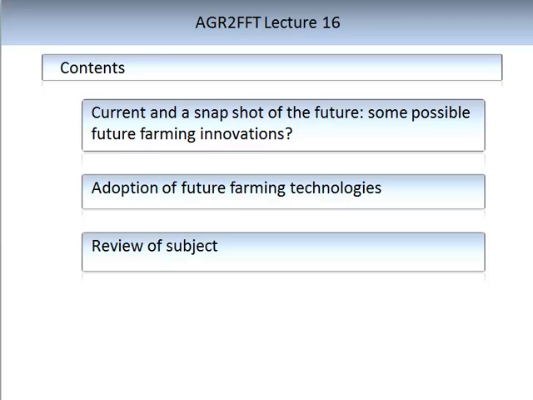In this lecture we are going to start by looking at a snapshot of current technologies. We are also going to have a look at some possible future technologies. What will farming look like in the future? This is not meant to be a comprehensive review of future farming innovations, but rather mere suggestions where we look at the advantages and disadvantages and critique adoptions. Will these strategies be taken up or not?